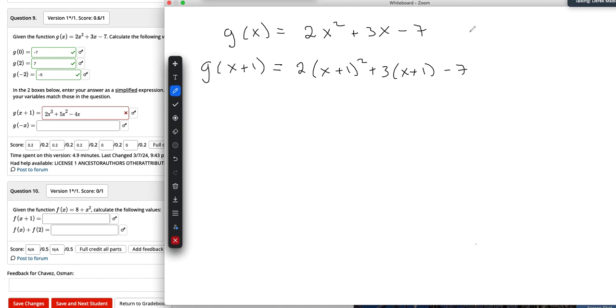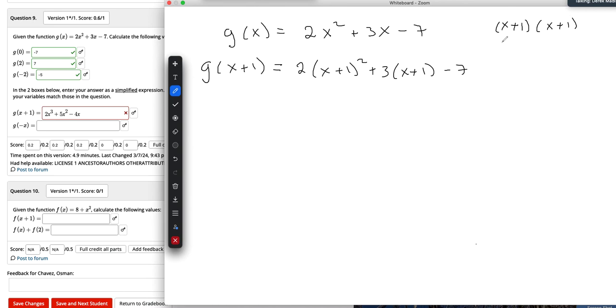I'm going to do a little scratch work up here for this piece because this is the trouble spot for a lot of folks. (x plus 1) squared, a lot of times people get x squared plus 1 and they want to kind of distribute that. Remember that (x plus 1) squared is really a FOIL.